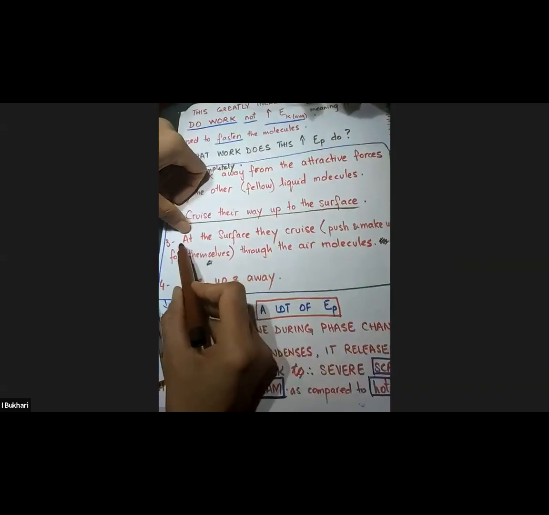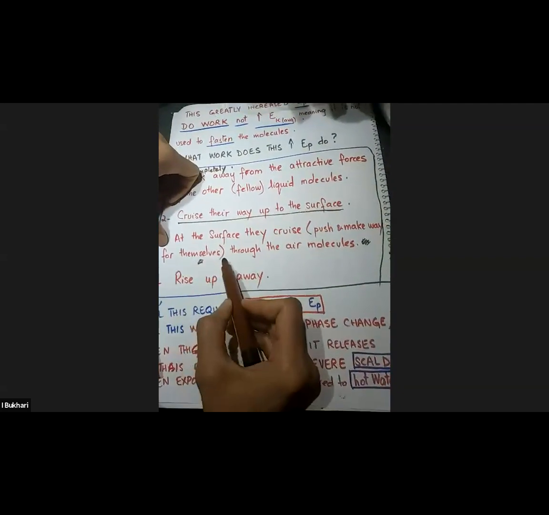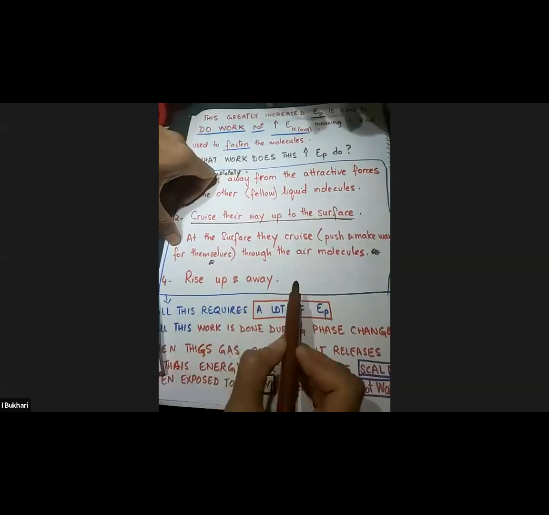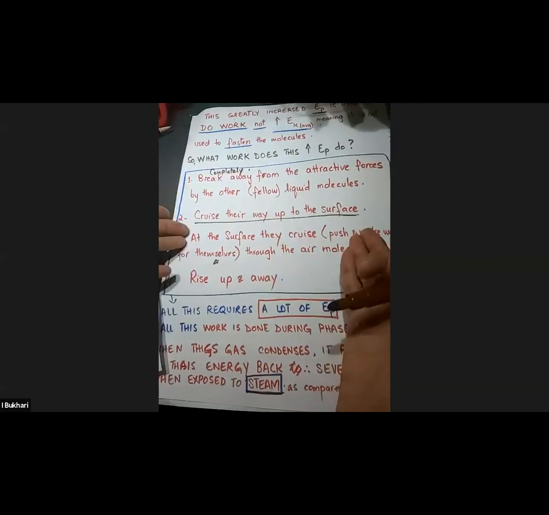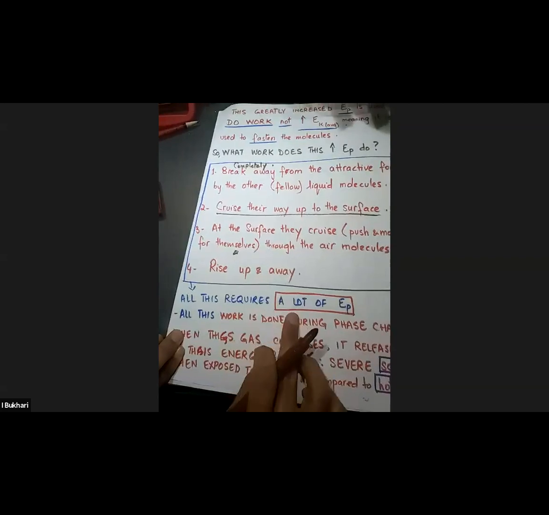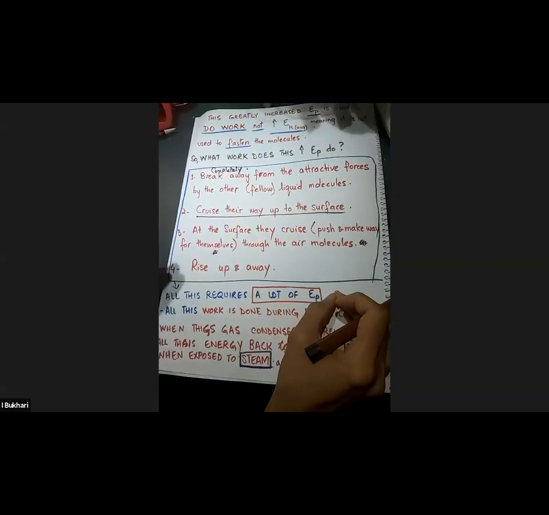At the surface they cruise, push and make way for themselves through the air molecules, and then they rise up and away. So this is what the potential energy is used for. Now, all of this work requires tremendous amounts of potential energy. You have to appreciate that.